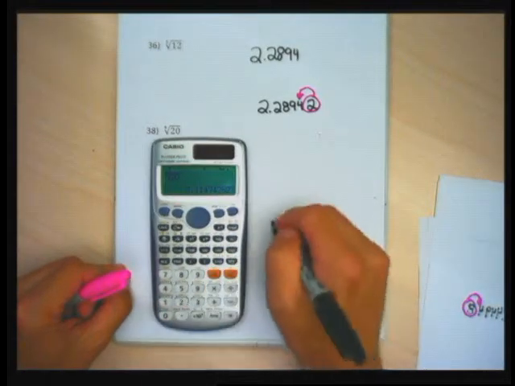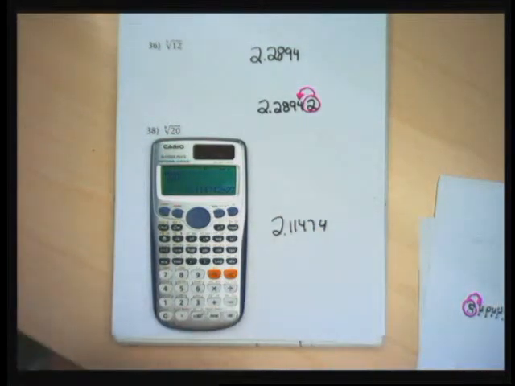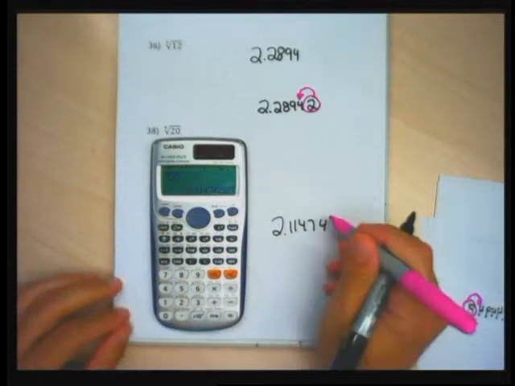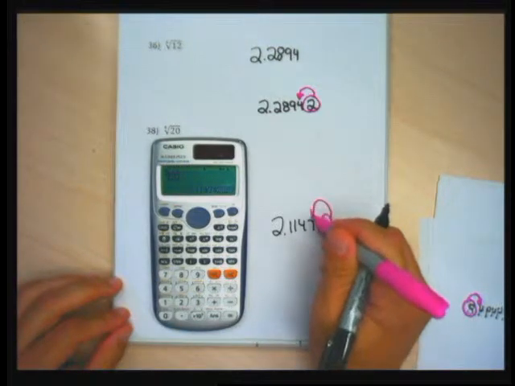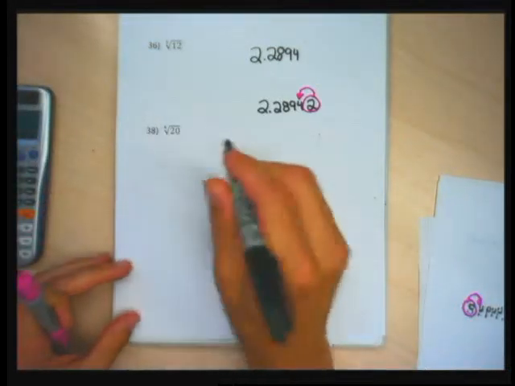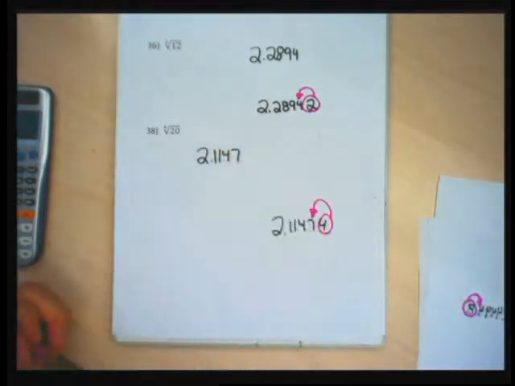And I see 2.11474. Again, I look at the number in the 5th decimal place, which is a 4, and it doesn't tell me to round up because it's not 5 or bigger, so I'm going to leave that 7 alone. And for our answer, I'm going to write 2.1147.